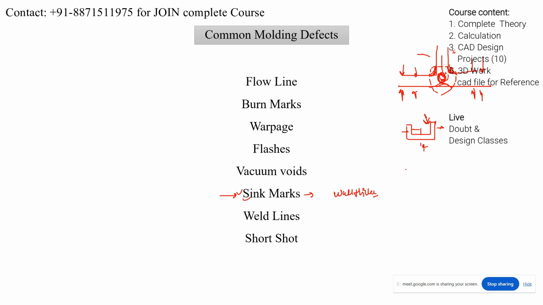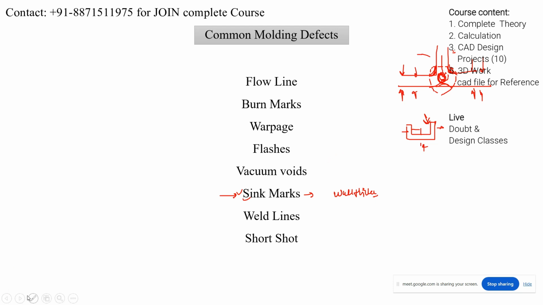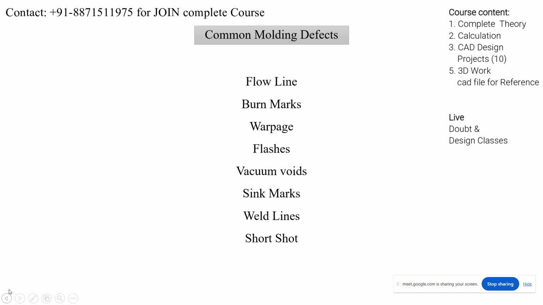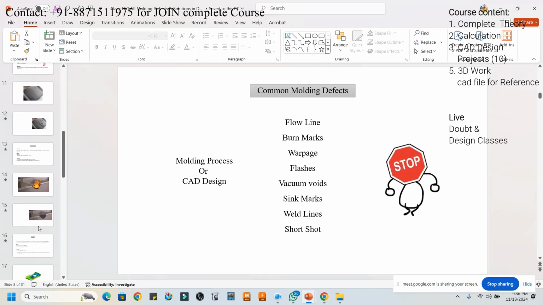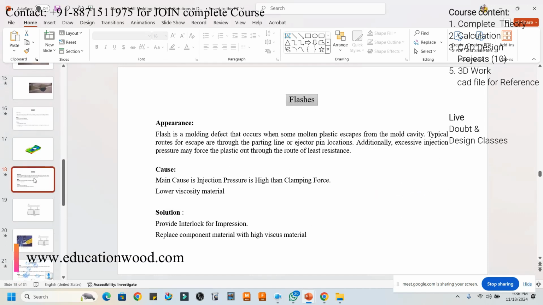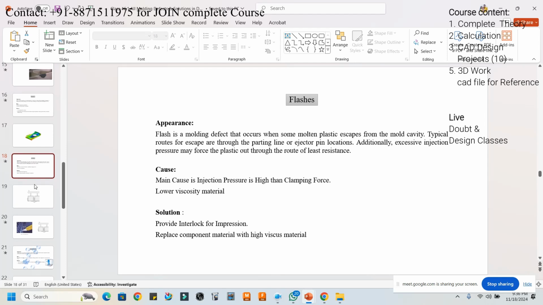There's one more defect which is caused by the lower viscosity of the material, other than short shot. What is the main difference between short shot and the one more defect, which is also a result of lower viscosity? Flashes and short shot. Correct. Not whites, flashes.